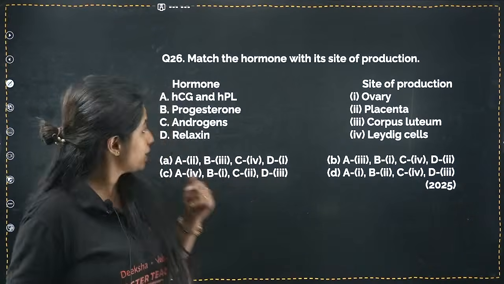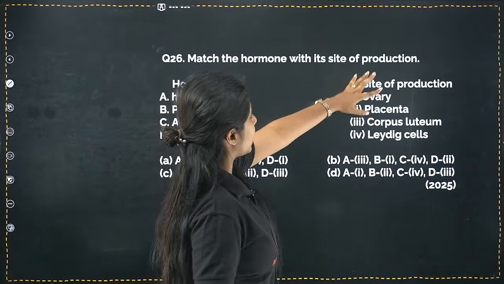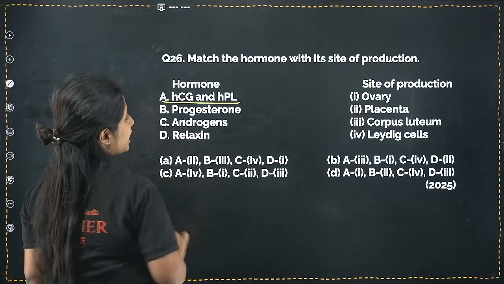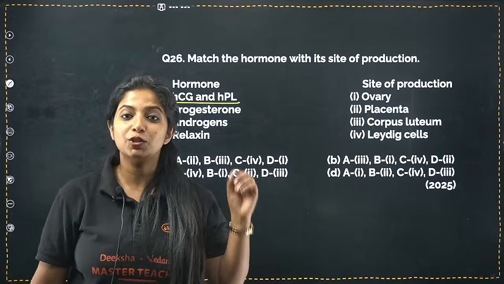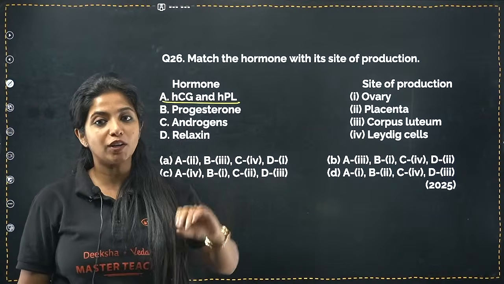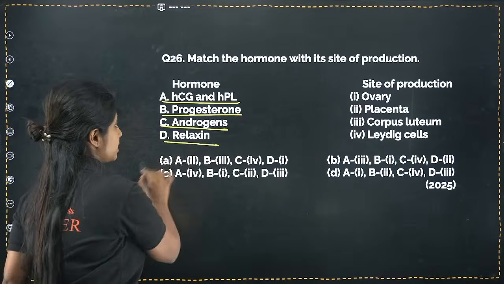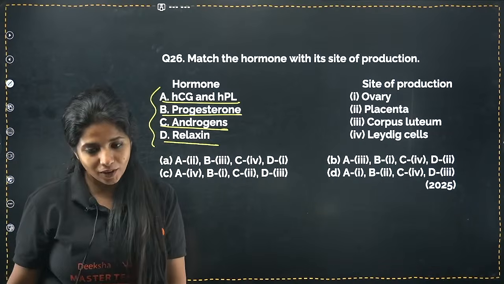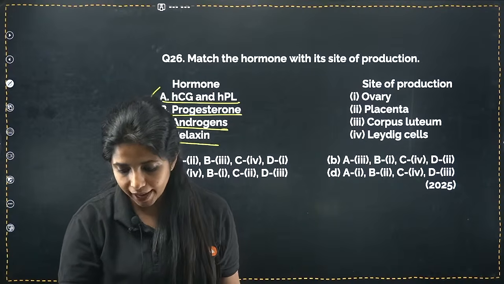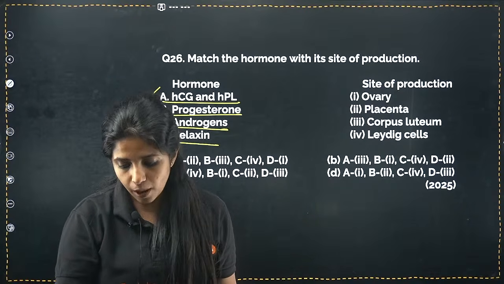So let's go. Question number 26: match the hormone with its sites of production. HCG and HPL. What is HCG over here? It is human chorionic gonadotropin, and HPL is human placental lactogen. Now progesterone is there, androgen is there, relaxin is there. First of all, read all the options, as I always say. And now we are going to go ahead with the other thing, that is the site of production.